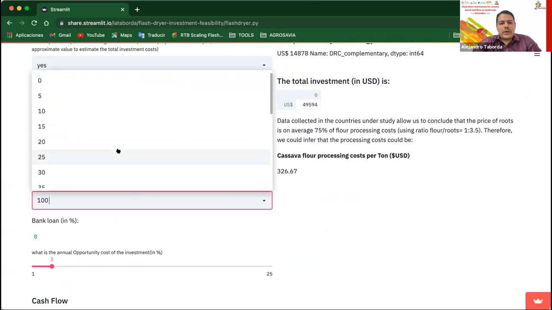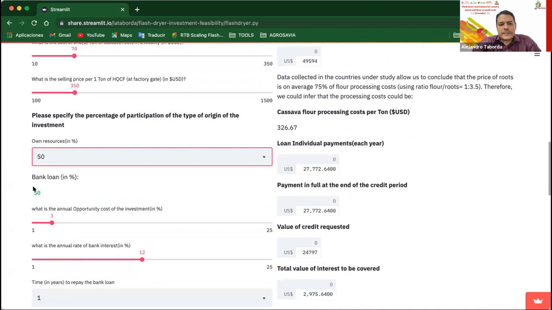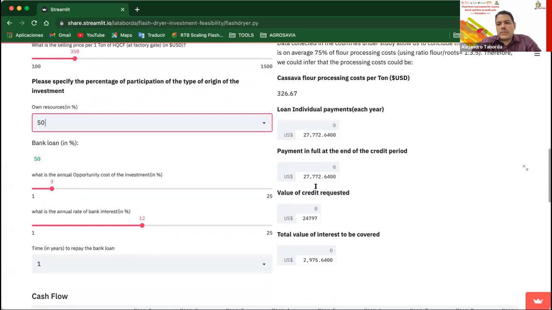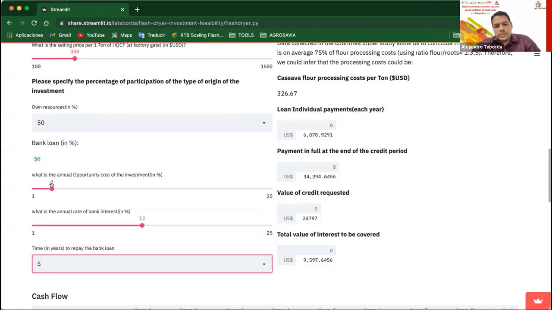But maybe you can say, okay, I have 50% of the money, and for the other 50% I will ask for a bank loan. In this case, the tool provides some information about the loan payments, the interest, and other information. Especially important is the total value of the interest to be covered after paying the whole loan, and the value of the credit request and the payment. So obviously you need to provide how many years it will take to pay this loan. Suppose that you ask for a loan and you will pay during 5 years.